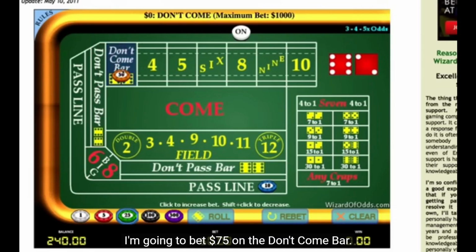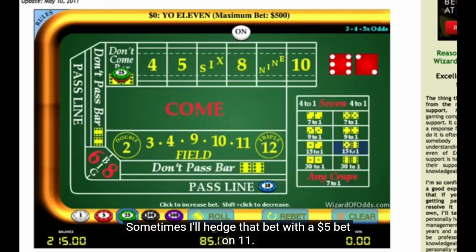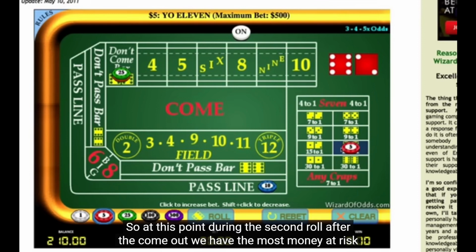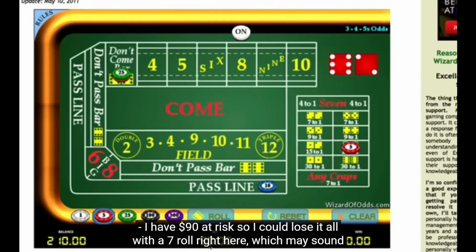$75 on the don't pass bar. Sometimes I'll hedge that bet with a $5 bet on 11. Let's just do that now. So at this point, during the second roll after the come out, we have the most money at risk. I have $90 at risk.